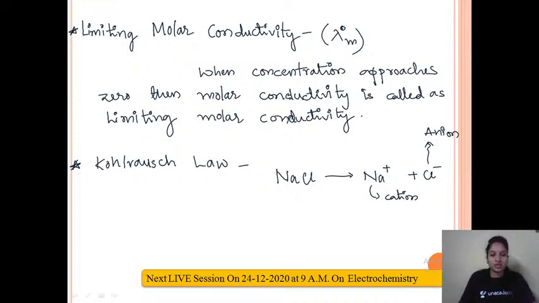This is your cation and this particular one is your anion. Now, how to calculate limiting molar conductivity? What they are asking is the limiting molar conductivity of which salt or which electrolyte?